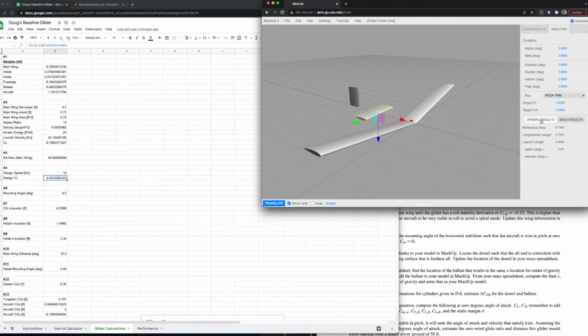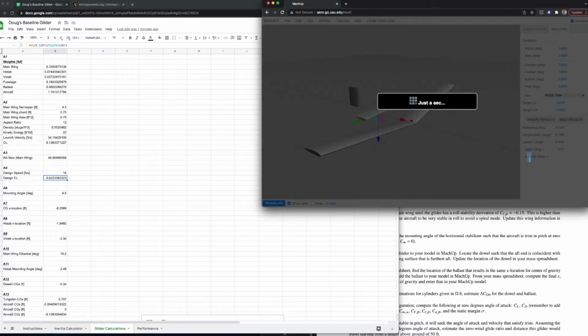So now what it's going to do is change the angle of attack and the elevator deflection. That's what it's going to use to pitch trim, but that's really tied to the mounting angle for us, how we've set this up. So when I run this, it's going to iterate on angle of attack and elevator deflection until we get a lift coefficient of 0.62 and a pitching moment of 0. Okay, so let's update results. Let that run here.